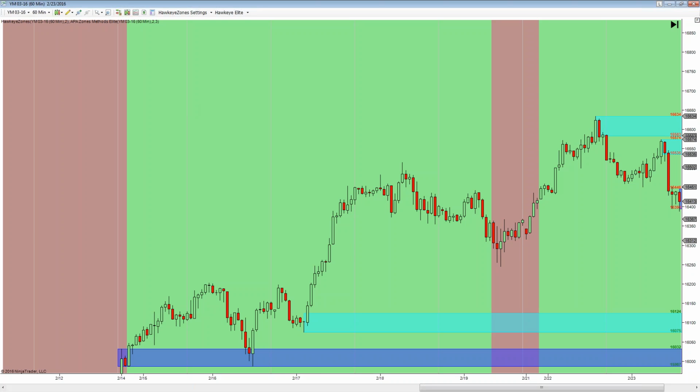Well, that's kind of how the zones came to be. I was trying to measure support and resistance the way that I really felt like it was. It wasn't a line on the chart.